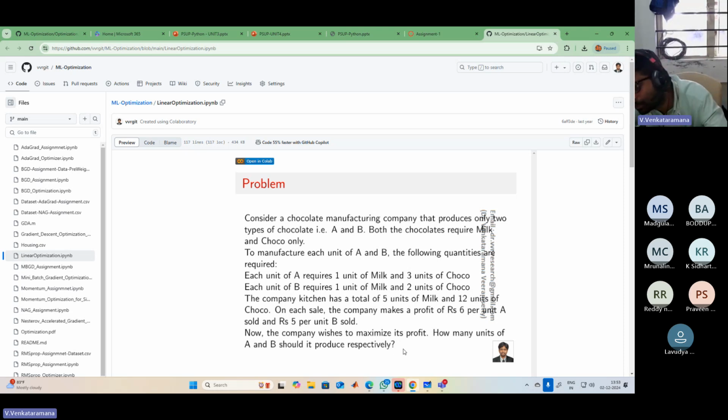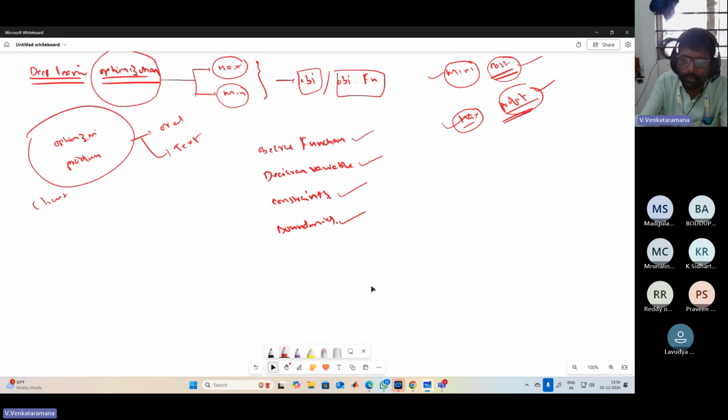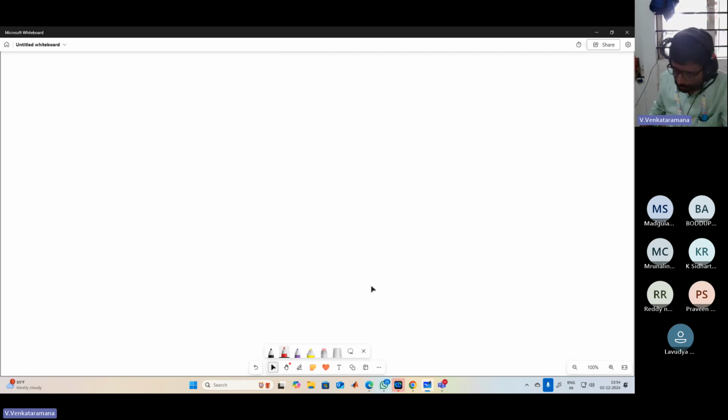So the client is asking how many units of A type chocolates and how many units of B type chocolates the company needs to manufacture so that he will get the maximum profit. So this is the optimization problem. I think everyone will agree, because I am trying to maximize profit. The client will give the requirement in text format, but to solve it I have to convert it into a mathematical model. How we convert it into mathematical modeling, we will discuss. Hope you understand the problem.